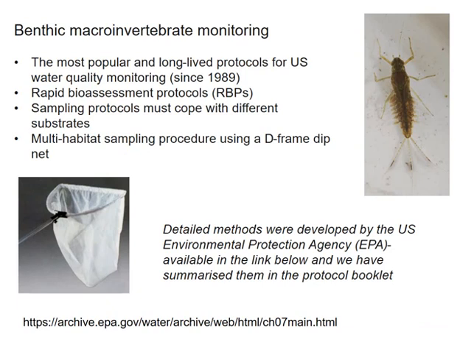They've been used since 1989, and they're known as rapid bioassessment protocols. I thought it'd be appropriate to use US methods, given that you're in the US. They've been developed to cope with the types of substrates that you'll find in US rivers, so that's why I thought that would be the most appropriate one. And one of the most widely used ones is a multi-habitat sampling procedure using a D-frame dip net. So we've got these things here. So there are standard dip nets that you use.